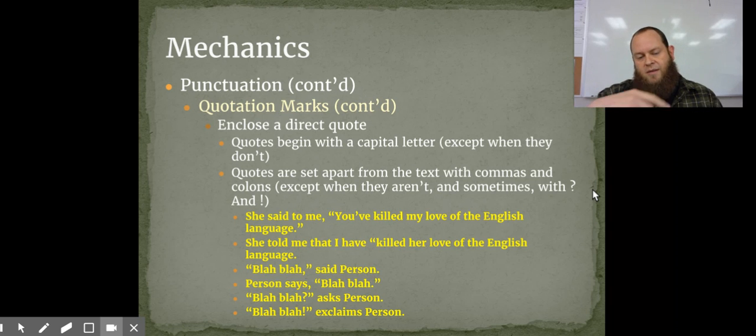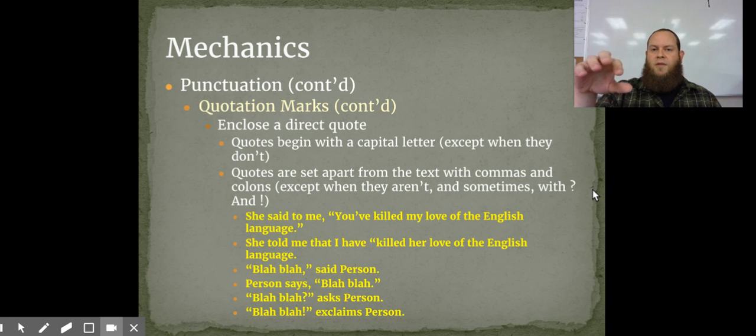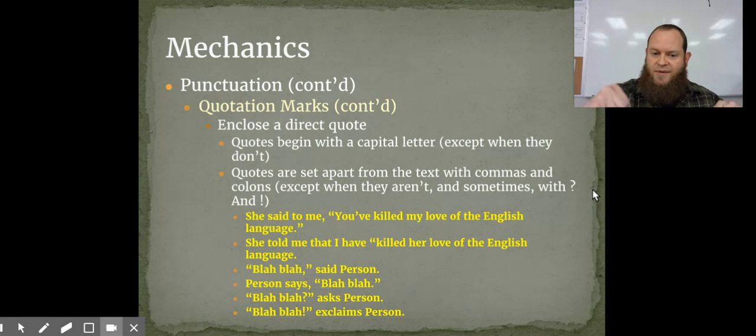All right, so then I've got some examples there. We start the sentence with the quote, blah blah, that quote, comma, and then we end the quotation marks, and then said this person. Or person says, comma, like we saw before the quote, then blah blah. Or we've got blah blah as person, and then blah blah exclaims person.